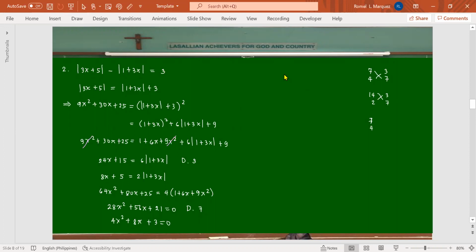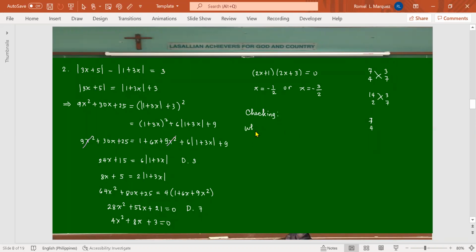What is the factored form now? Easier to factor: 2x plus 1 and 2x plus 3. 2, 6, 8. Do it mentally. What is x? Negative 1/2 or negative 3/2. Okay, checking.